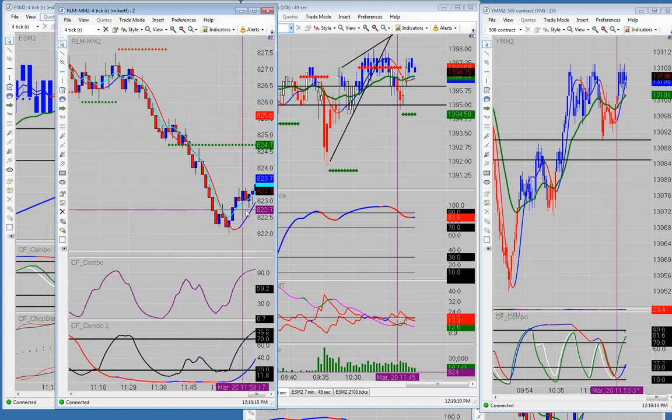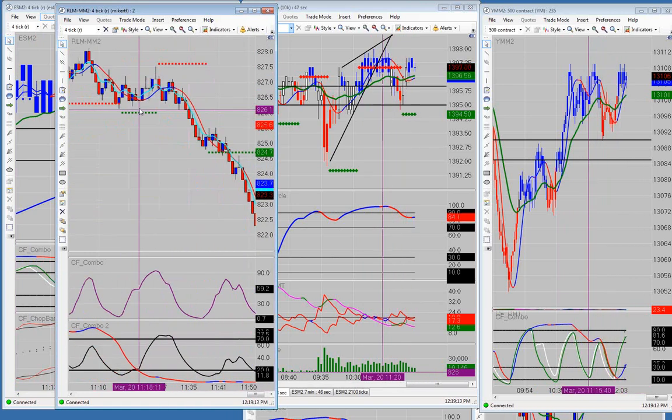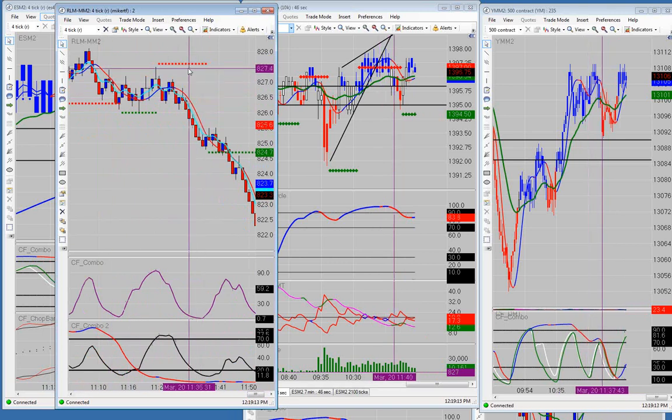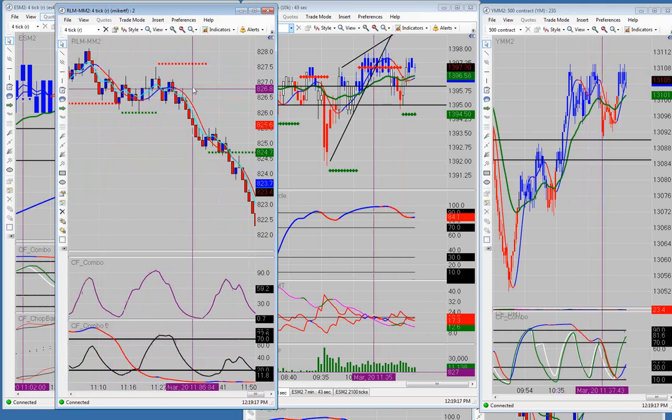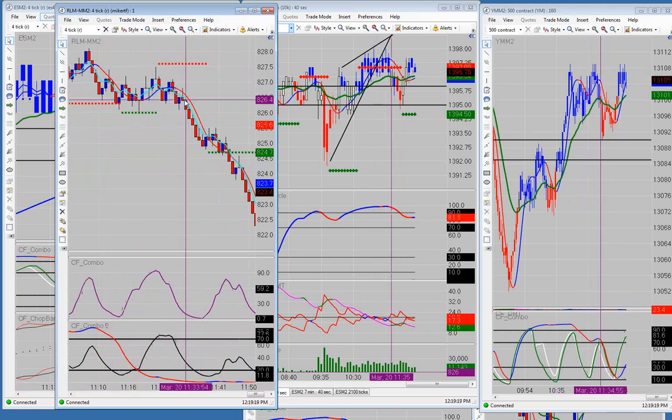This was when we stopped for the morning right here. It had been going sideways right in here for a long time. I'll show you the trades that I took in this little choppy period right here from the other 4-tick range chart in just a minute.